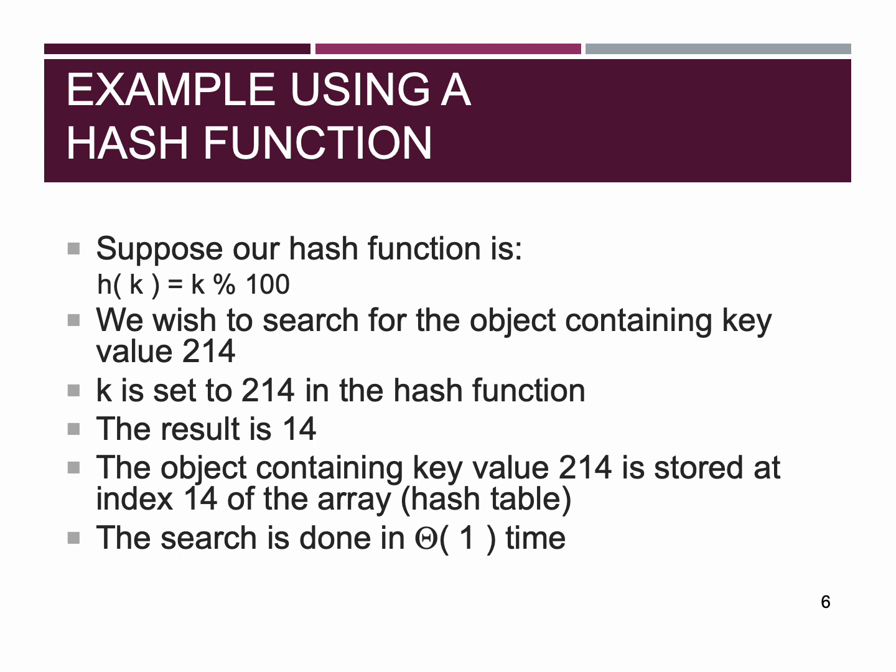Now this means the object with the key 214 should be stored at index 14 in our hash table. When we search for this object, the hash function quickly directs us to index 14, which allows us to retrieve it in constant time, Θ(1).